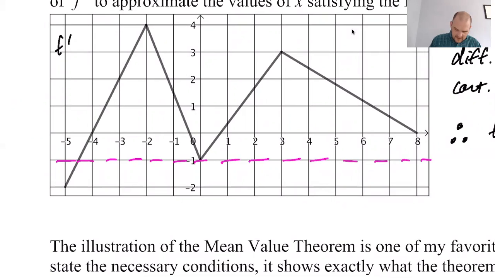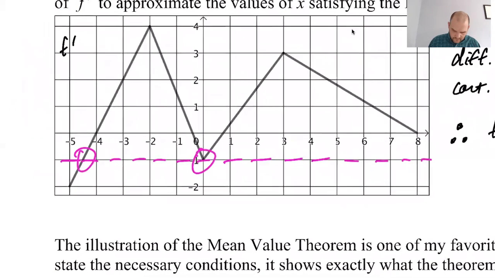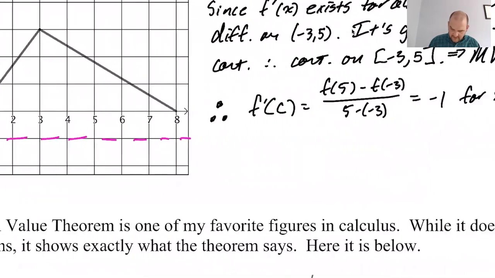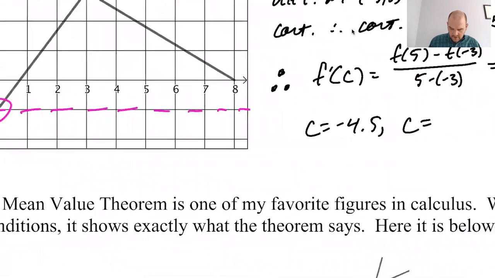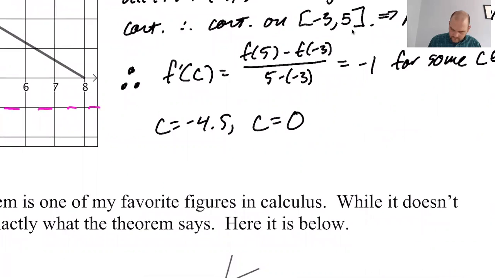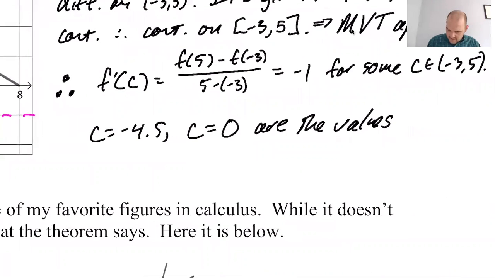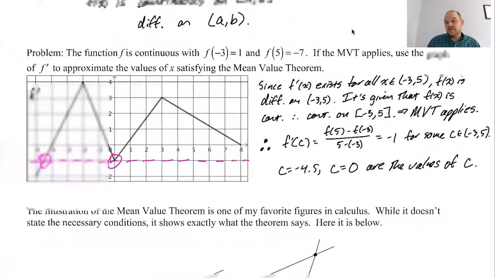And we're looking for the intersection, so here and here, we just need those x coordinates. So I'm going to say that's definitely -4.5. So c equals -4.5 and c equals 0 are the values of c. So what are those values of c? Guaranteed by the mean value theorem.